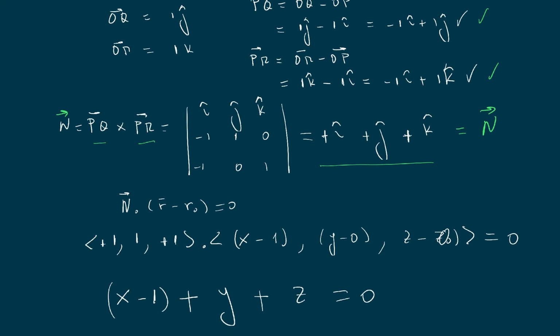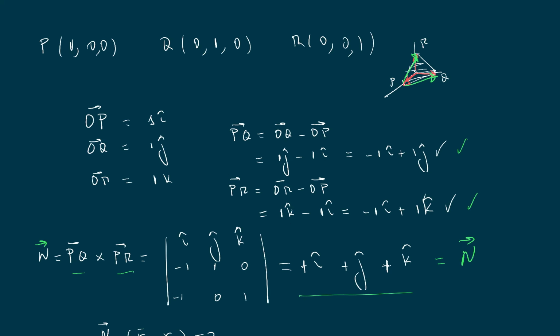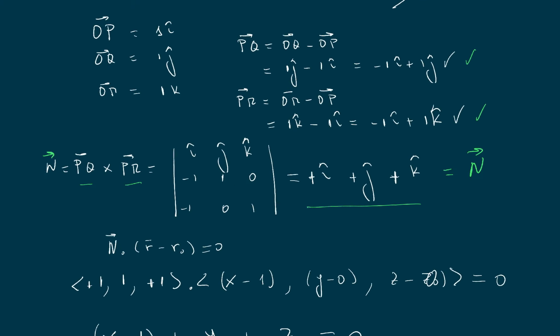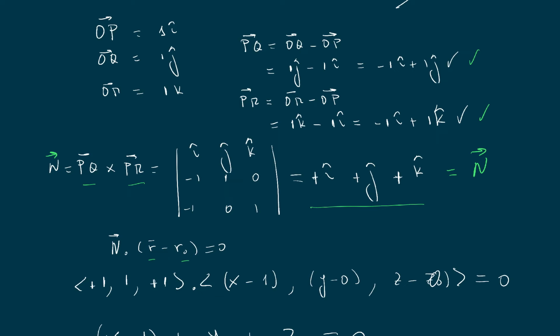And step 3 is to impose the condition that the normal vector multiplied by any vector that is on the surface of the plane is zero. And any vector that is lying on the surface of the plane is r minus r0. r minus r0 is on the plane. And r is a generic vector. The generic vector is x i plus y j plus z k.